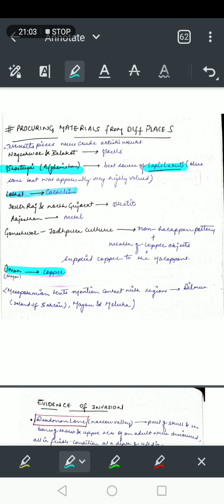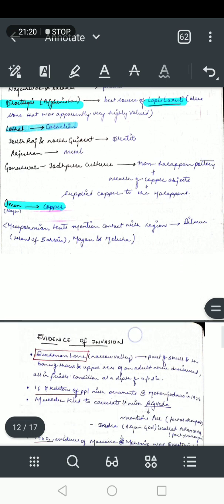and Mesopotamian texts indicate that the Mesopotamian civilization had contact with Dilmun, Magan, and Meluha. They basically called the Harappan civilization Meluha.